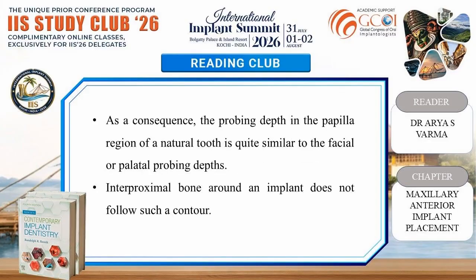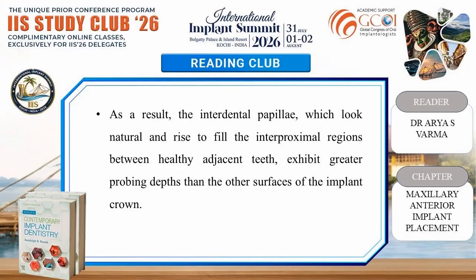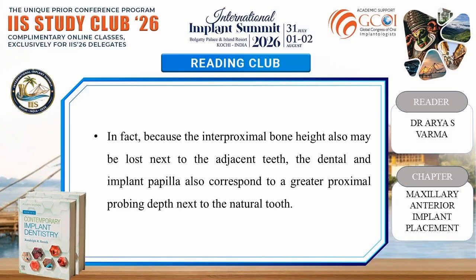As a consequence, the probing depth in the papilla region of a natural tooth is quite similar to the facial or palatal probing depths. Interproximal bone around an implant does not follow such a contour. As a result, the interdental papillae, which look natural and rise to fill the interproximal regions between healthy adjacent teeth, exhibit greater probing depths than the other surfaces of the implant crown. In fact, because the interproximal bone height also may be lost next to the adjacent teeth, the dental and implant papilla also correspond to greater proximal probing depth next to the natural tooth.